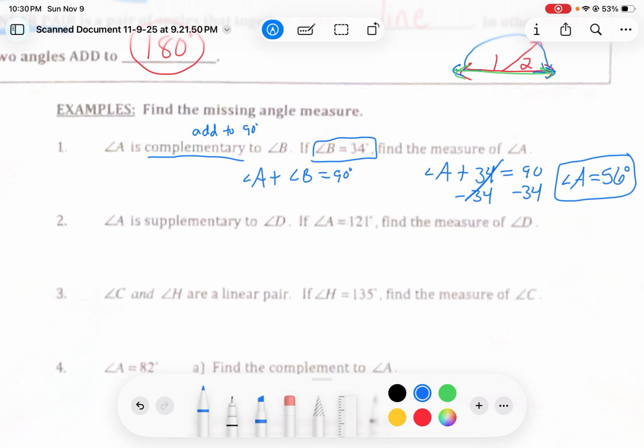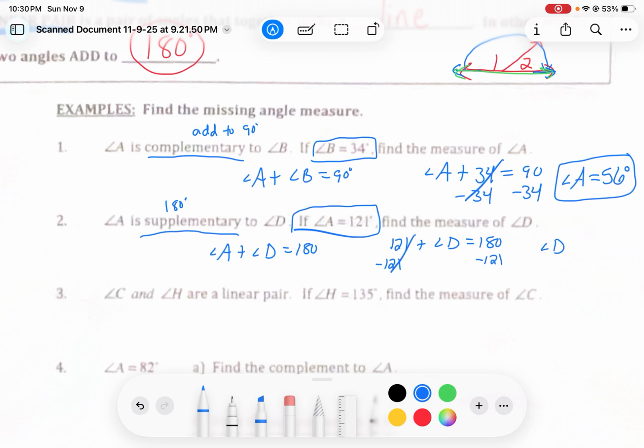Okay, the second example, angle A is supplementary to angle D. That means that they add up to 180. So if angle A is 120 degrees, and again, we know that angle A plus angle D adds up to 180, we know that 121 plus angle D equals 180. So we're going to subtract 121 from 180. So angle D equals 59 degrees.